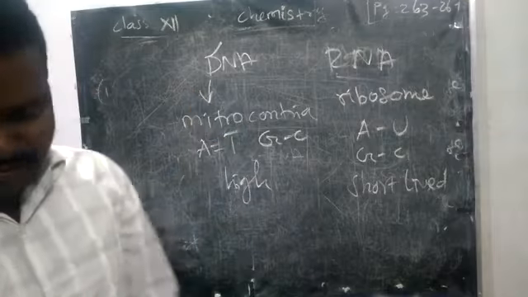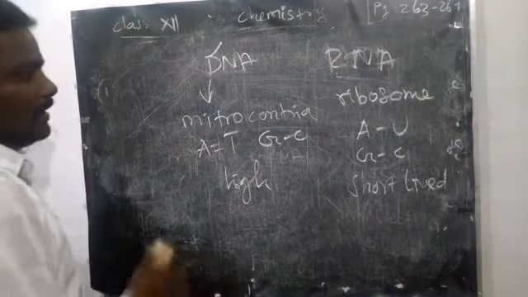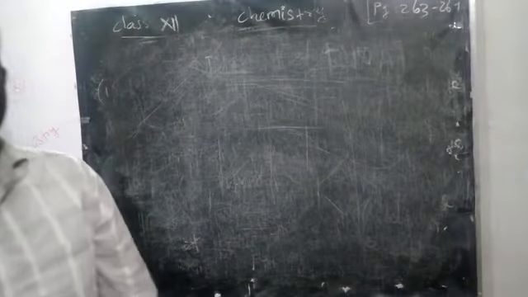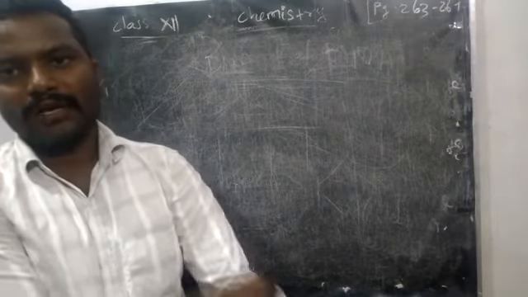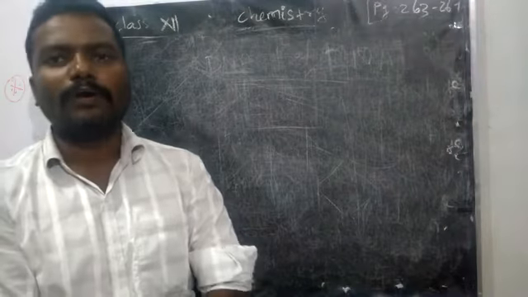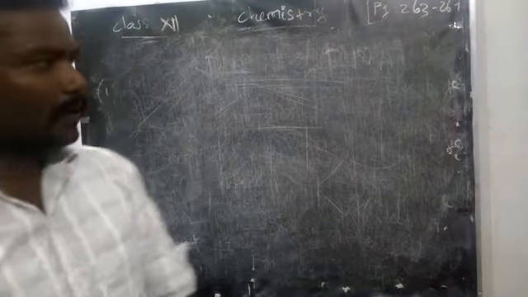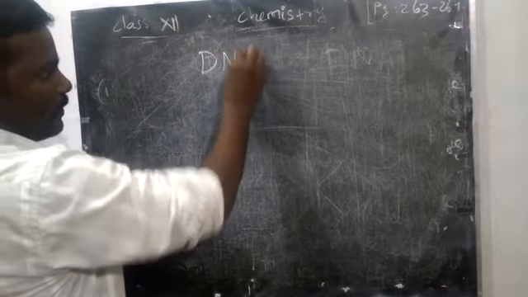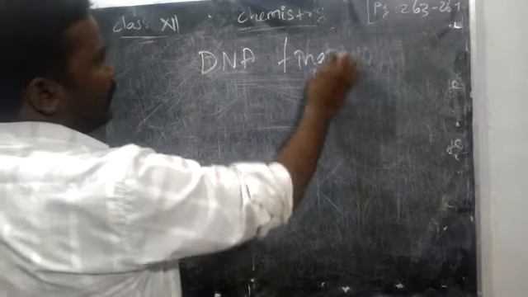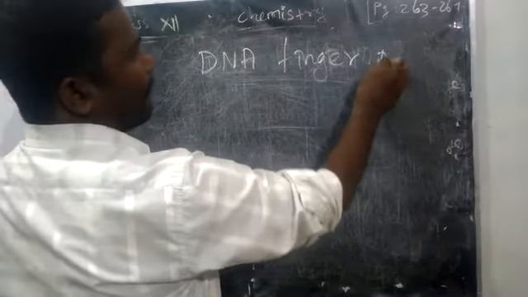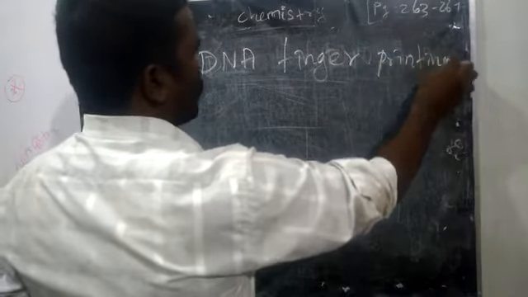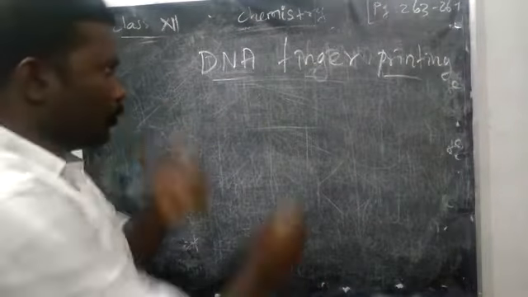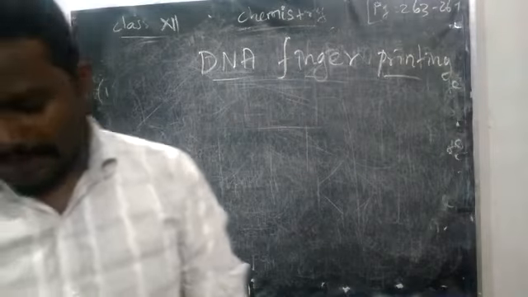Okay. So next we are going to learn DNA fingerprinting. This is used in crime scene investigation. If any crime happens, you have to find the culprit. So for that we need DNA fingerprinting. DNA fingerprinting is used to solve criminal cases, right?